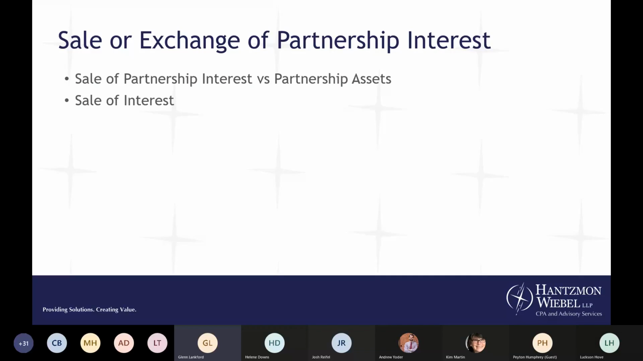So that's something to think about in terms of strategy relating to a sale or exchange of a partnership interest versus partnership assets.